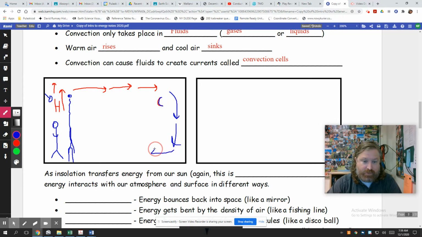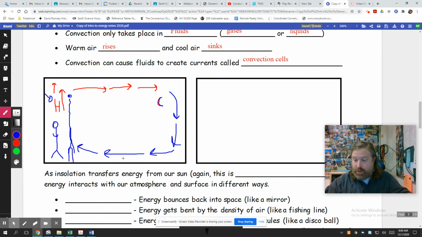Now, what can happen in your bathroom if you've got curtains? If you've ever noticed this, sometimes the curtain blows back at you. It's because you're creating a convection cell in your bathroom. If you have the fan off and the windows closed and the door closed, you can get this thing moving.